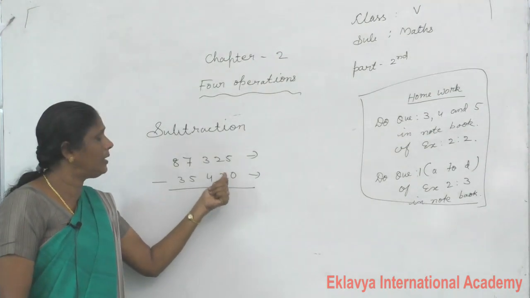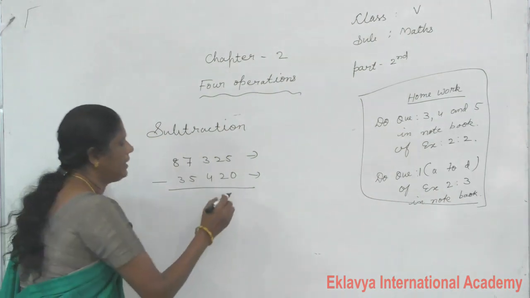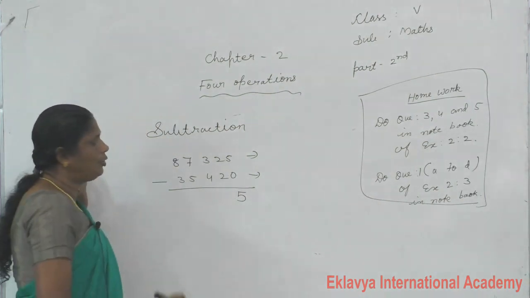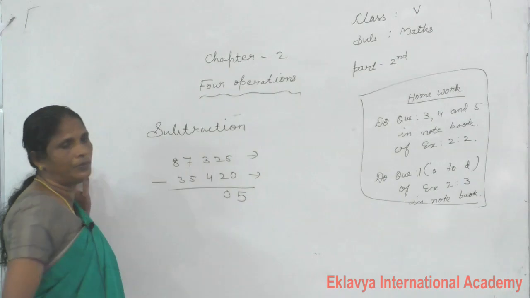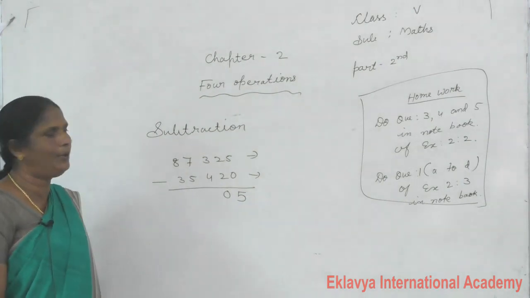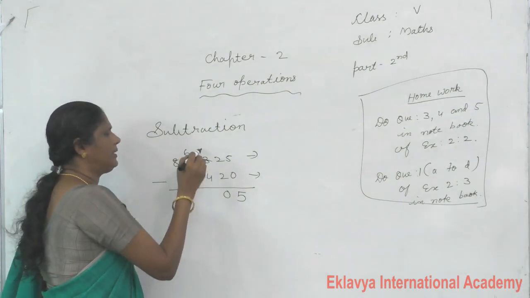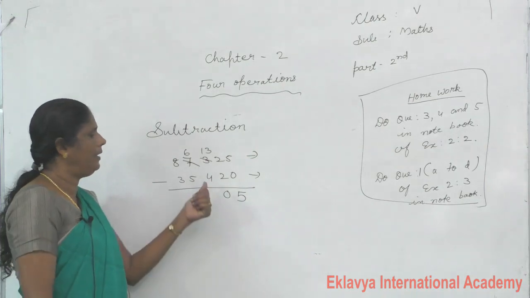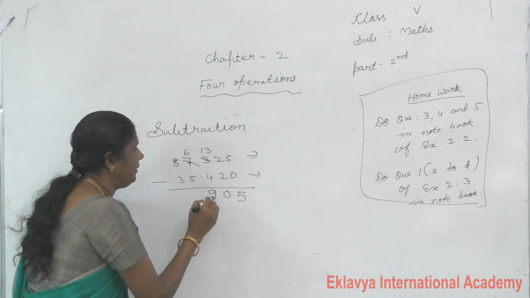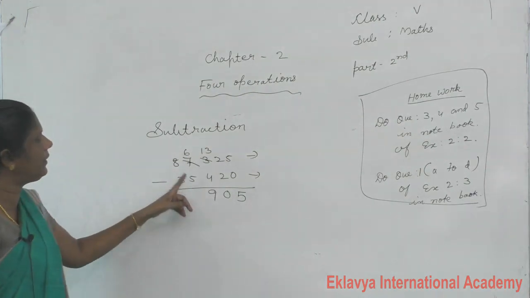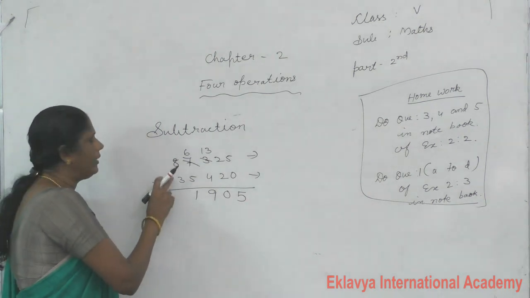0 take away from 5 is 5. Then 2 take away from 2, 0. 4 take away from 3, is this possible? No. We take a borrow. This 6 is cut, this becomes 13. Now 4 take away from 13, you get 9. Then 5 take away from 6, you get 1. Then 3 take away from 8, you get 5.